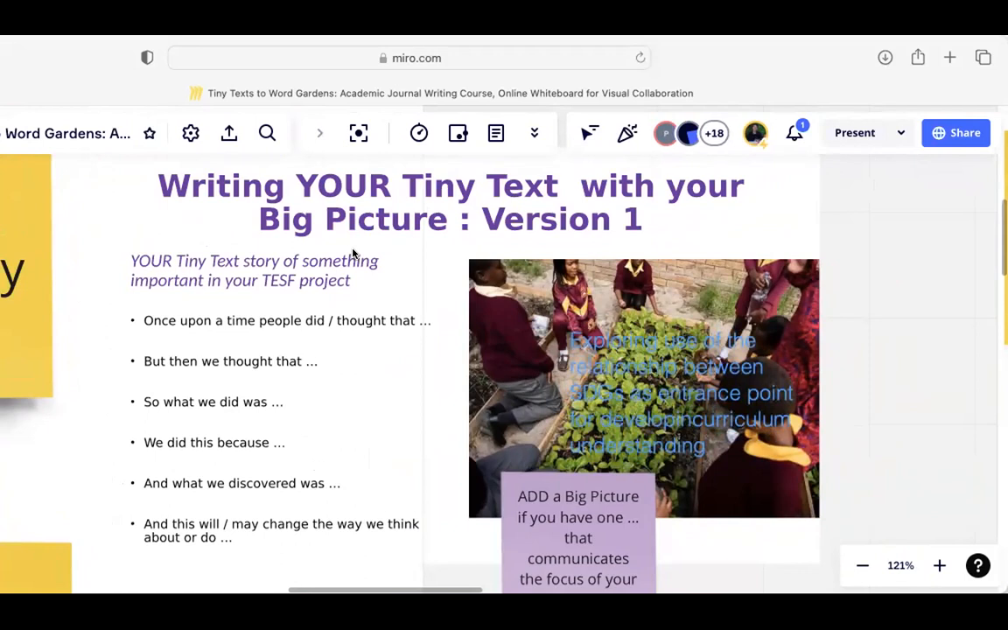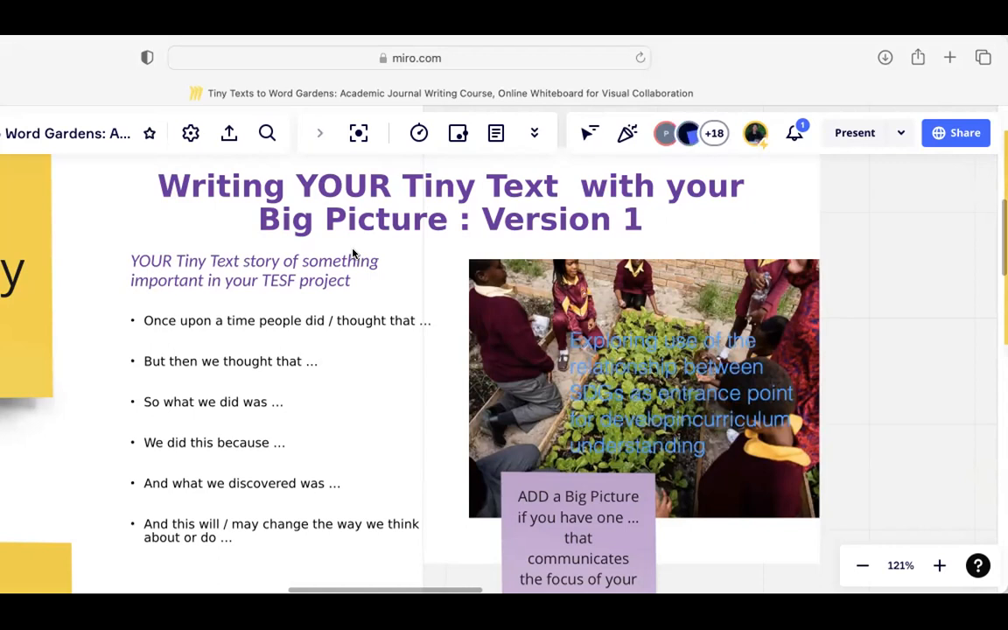So to write a tiny text, it's a little story. Your tiny text is about something important in your TESF project, which you've already identified in the previous activity. You all know what you want to write about, why it's important, and who's going to be interested in it. So now we want you to write a little story about that, using just the simple little narrative structure. Once upon a time, people did or thought that, but then we thought that. So what we did was, we did this because, and what we discovered was, and this will or may change the way we think about or do something.